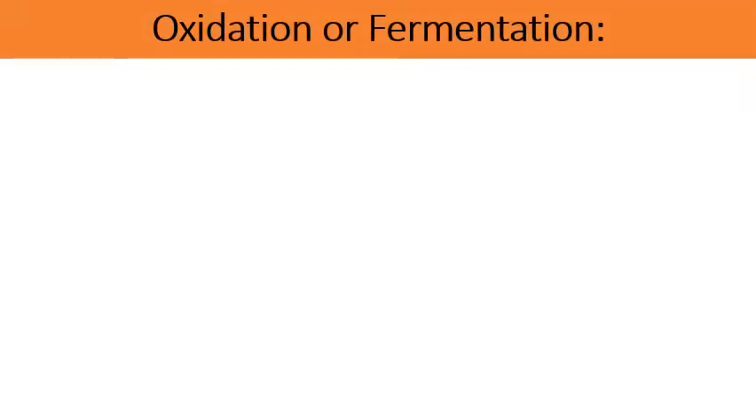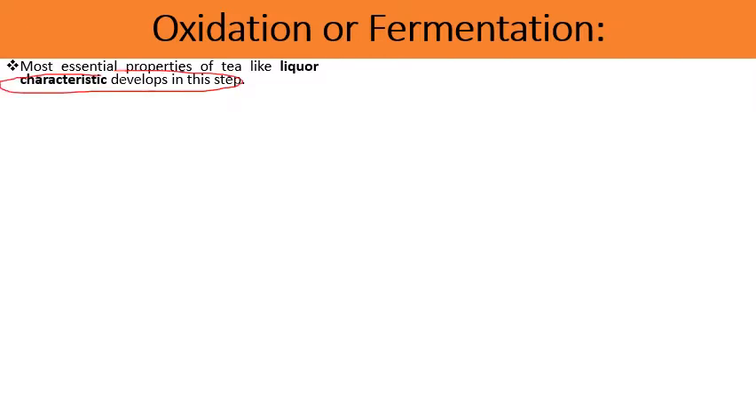The third step in tea processing is oxidation or fermentation. It is the most essential step of tea processing. The most important property of tea, like liquor-like characteristic, develops in this step. So जो liquor की तरह characteristic है tea की वो develop होती है इस step में.